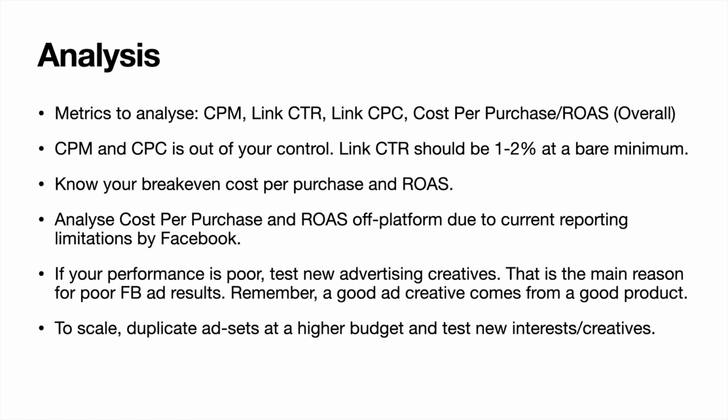Now, finally, to scale, what you want to do is duplicate your ad sets at a higher budget. So before we were doing an ad set for $10, duplicate it to $20 and leave that for 7 days. If that performs well, duplicate it to $40 and so on. You can keep going that way. And remember to always test new interests and test new creatives. You want to scale your advertising campaigns by having a lot of interests and a lot of creatives in the account. And by doing that, it will help you diversify your spend and improve.